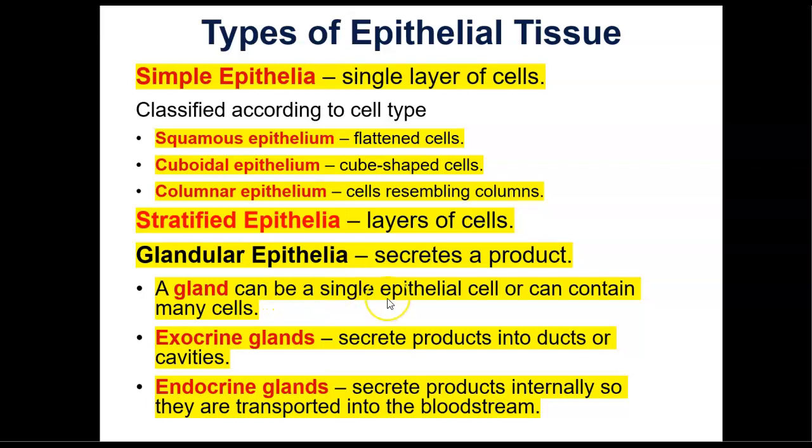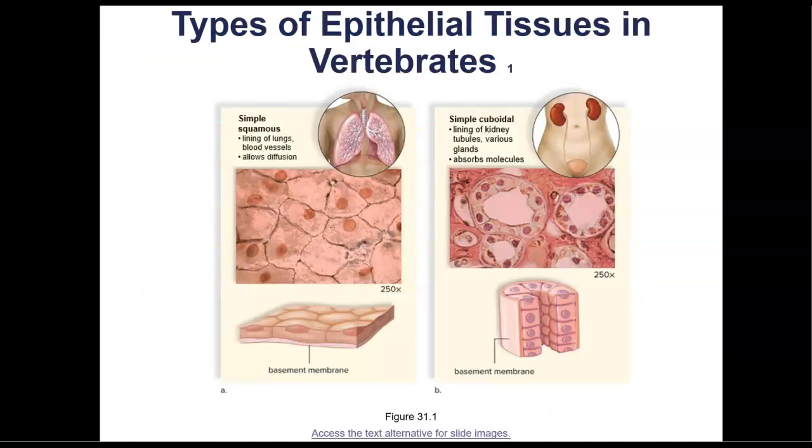Now, a gland can be a single epithelial cell or many cells. And we have two types. Exocrine glands secrete products into ducts. So that would be, for example, sweat glands, oil glands, mammary glands secrete their products into a duct and then onto a surface. And then endocrine glands secrete the products, which are hormones, into the bloodstream. So endocrine is always hormones and always travels through the bloodstream.